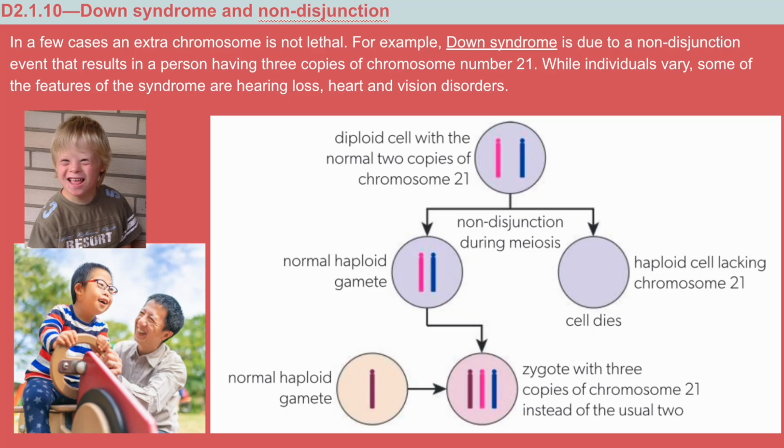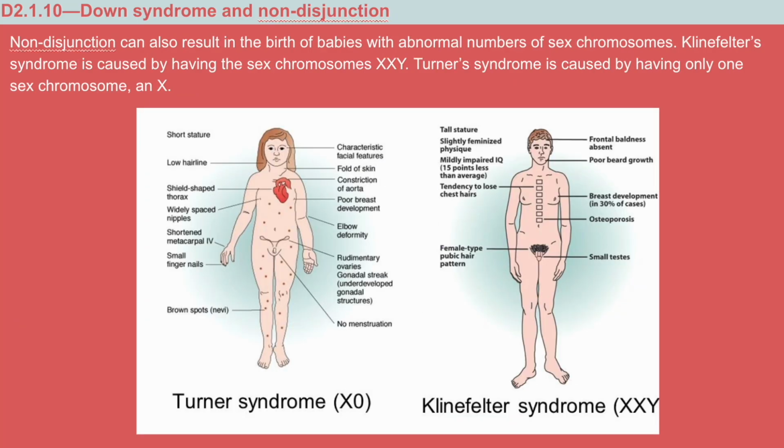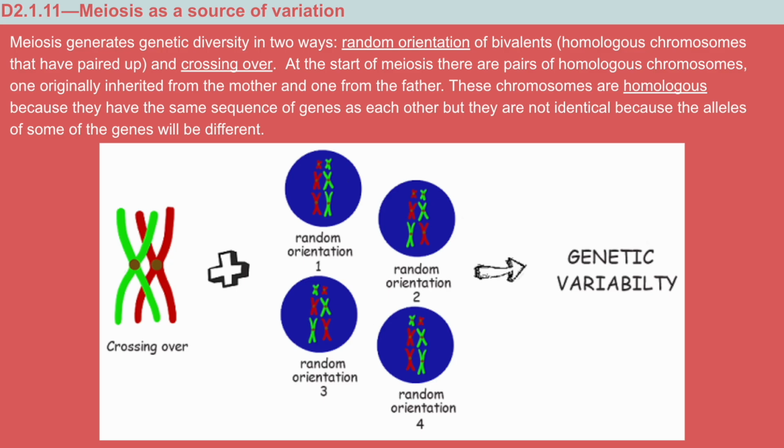Now note this can also happen with the sex cells. You don't need to know details, but just be aware that there are some syndromes where non-disjunction occurs, and you can have either just a single X chromosome or 2 X chromosomes and a Y. All right, meiosis generates genetic diversity in 2 ways: either random orientation of the bivalents, which are paired homologous chromosomes, or through crossing over, which we'll cover.